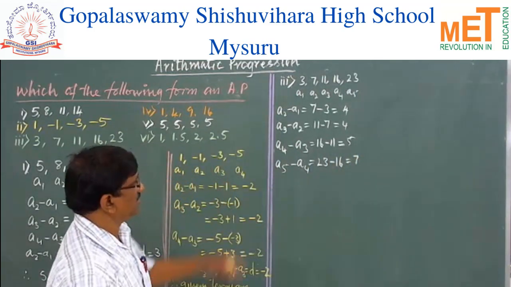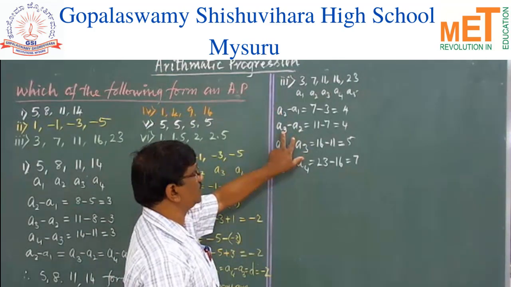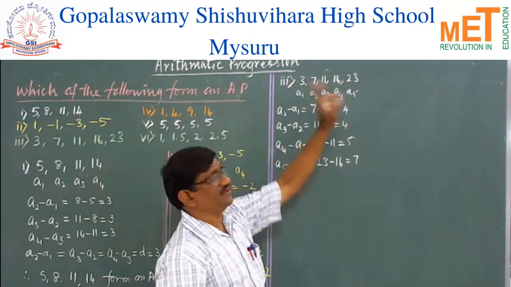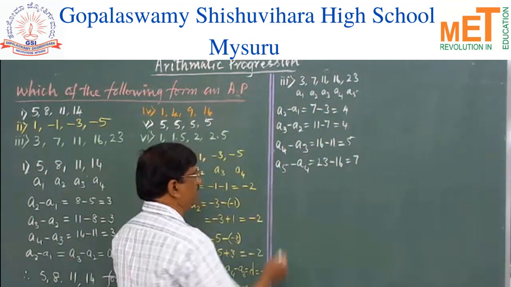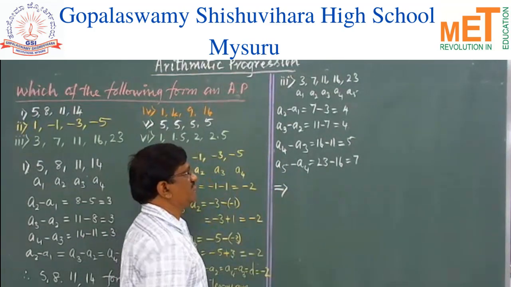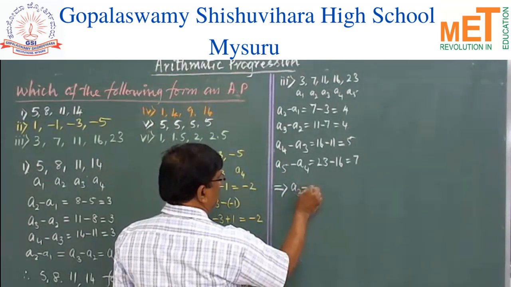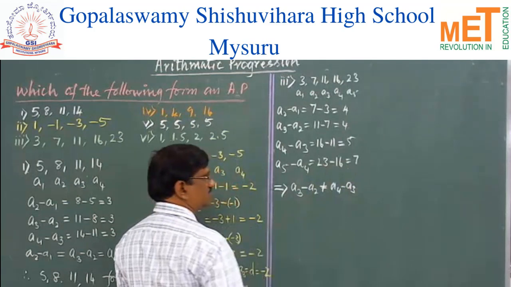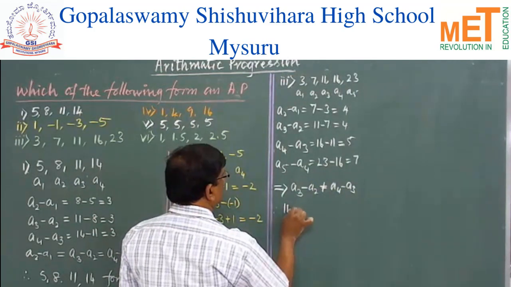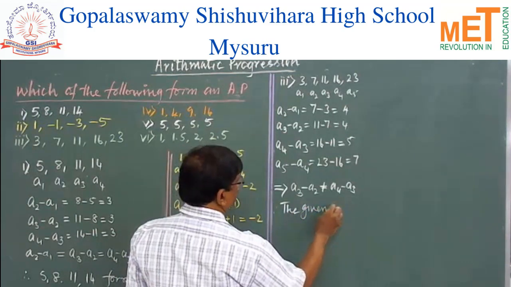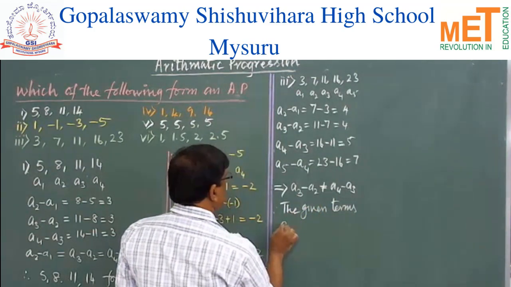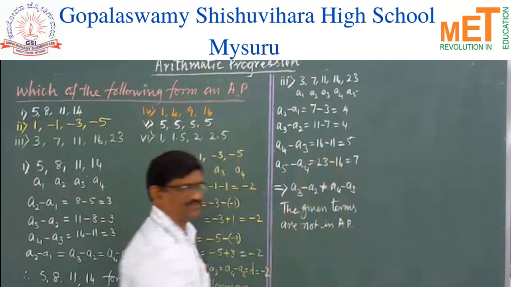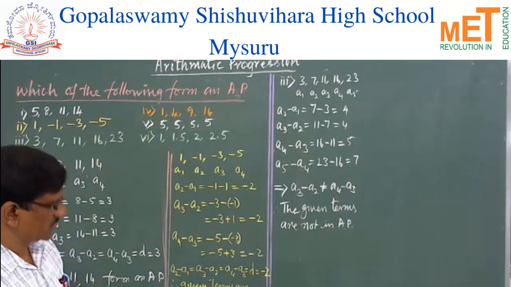Look at this, children. Here the difference between the first two terms and the second two terms are 4 and 4. But what about the third and fourth and fifth? They are not same. So that implies that A3 minus A2 is not equal to A4 minus A3. Therefore, the given terms are not in AP. Clear, children? Now let us move on to the next one.